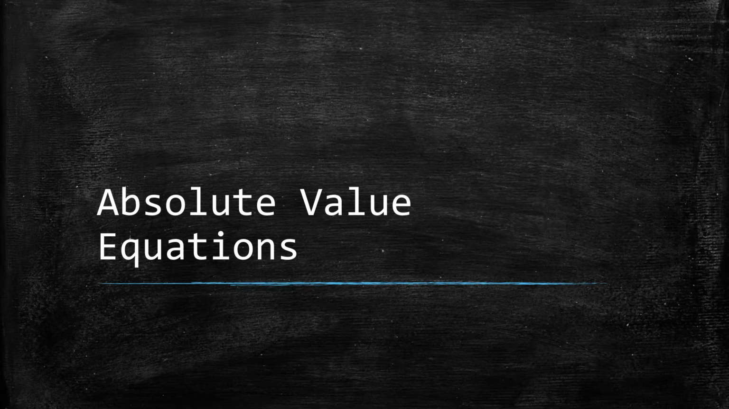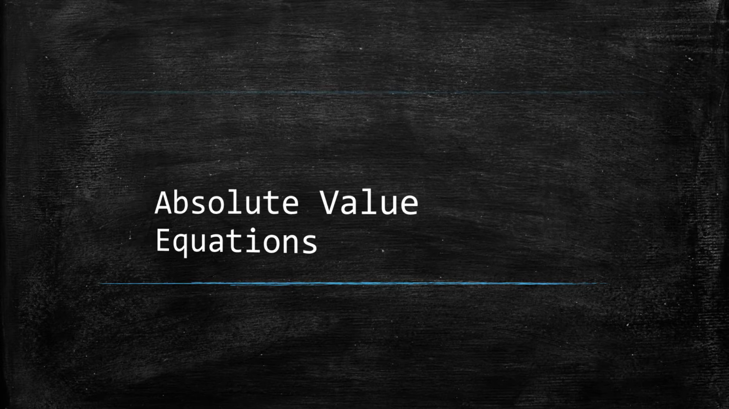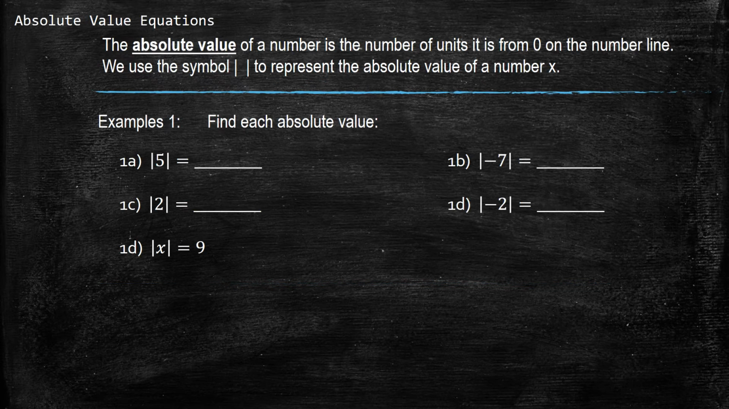Hey guys, we're here to talk about absolute value equations, so let's get started. The absolute value of a number is the number of units it is from 0 on a number line. We use the symbol, two parallel bars, to represent the absolute value of a number. So let's look at some examples.